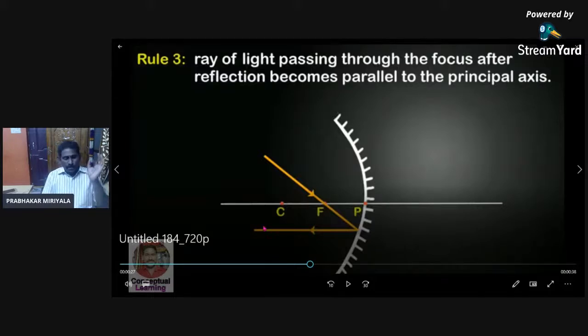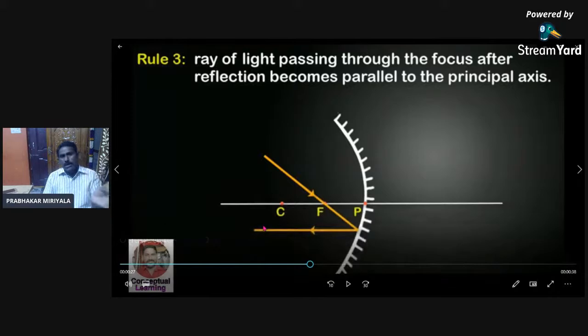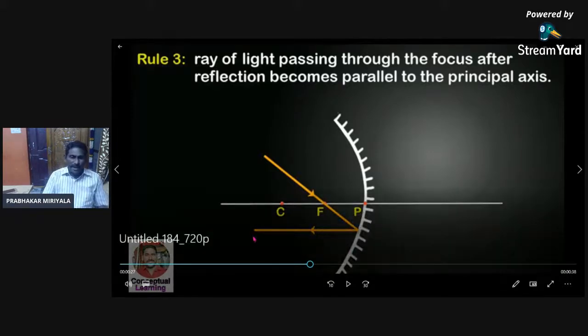So if the rays which are passing through the focus, after reflection they become parallel to the principal axis. Principal axis మనకి అవి parallel గా వెళ్ళినట్టు ఉంటాయి. If you observe rule 1 and rule 3, these two are inverse.